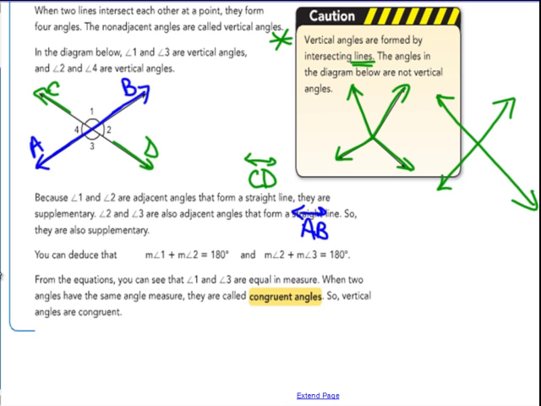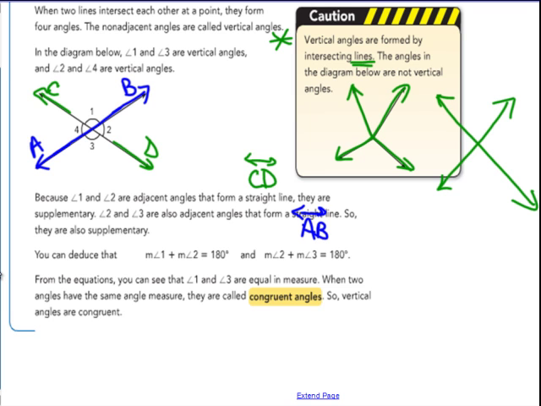So we know that angle 1 plus angle 2 make the straight line CD, so they have to add to 180. And angle 2 and angle 3 make the straight line AB, the blue line, they have to add to 180. If I'm adding angle 2 to two different numbers, the measure of angle 1 plus the measure of angle 3 must equal each other. Because angle 2 is in both sums there, you can deduce that angle 1 and angle 3 have to be equal in measure.